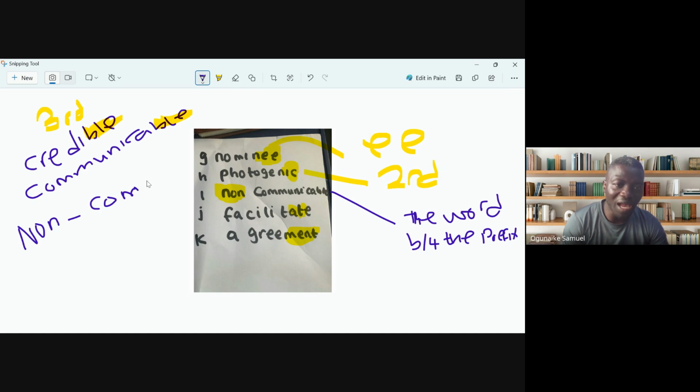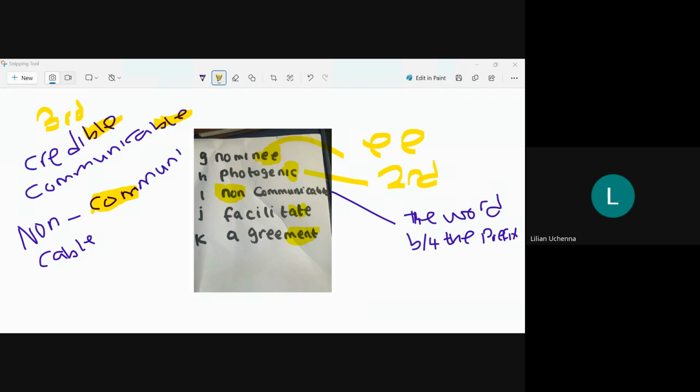So before you apply your third rule principle, check: does it start with a prefix? If it starts with a prefix, you have to stress the syllable after the prefix. The prefix here is non, so this is the one after the prefix. There is the BLE without prefix, there is the BLE with prefix. So you deal with them differently. I don't know if that answers your question.